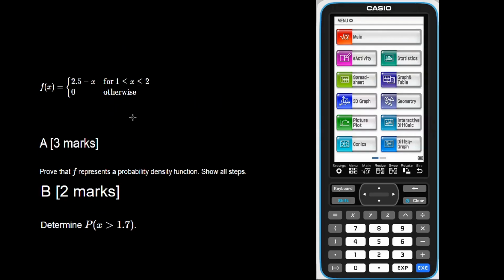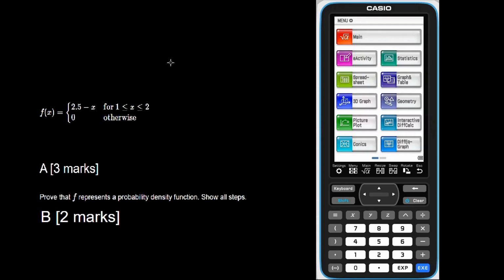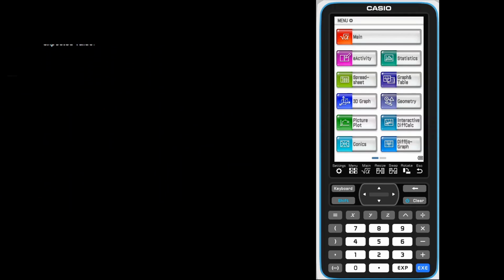We are given a probability distribution function, which is given by this piecewise function here. And we're asked for the very first question: prove that this is a probability density function. So I'm going to scroll all the way down past the previous questions, and if we write it out again, let's say f of x.